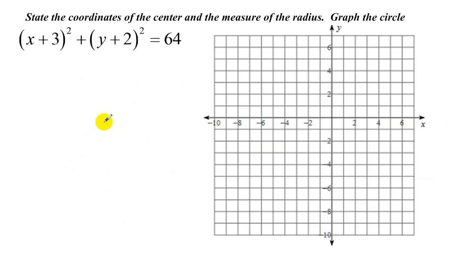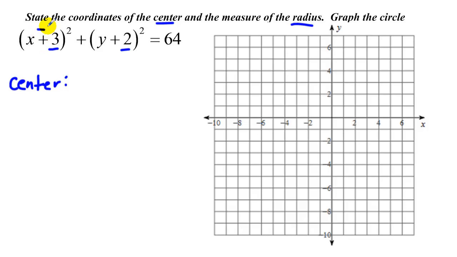All right, let's see if we can do this backwards. We're going to state the coordinates of the center and the measure of the radius, and then we get to graph a circle. Okay, so let's start with center. Looking at this equation, we should be able to read the coordinates of the center from the help that we get seeing in these x and y parentheses. What are we subtracting? We need to be subtracting something.